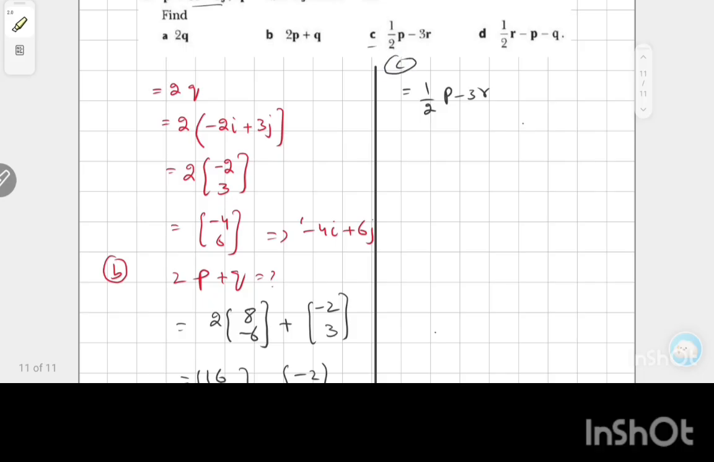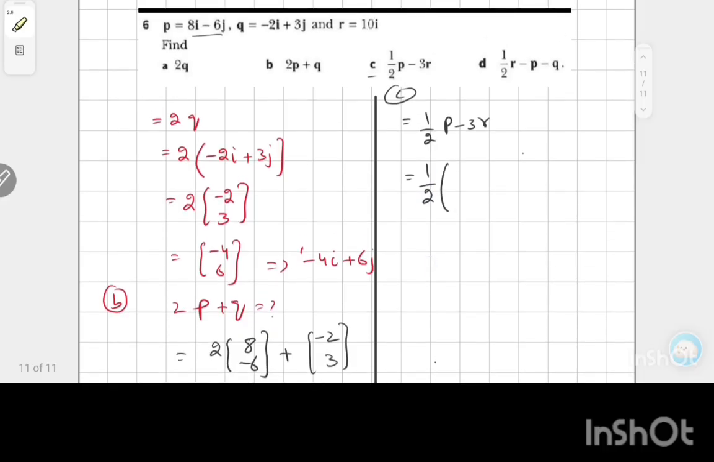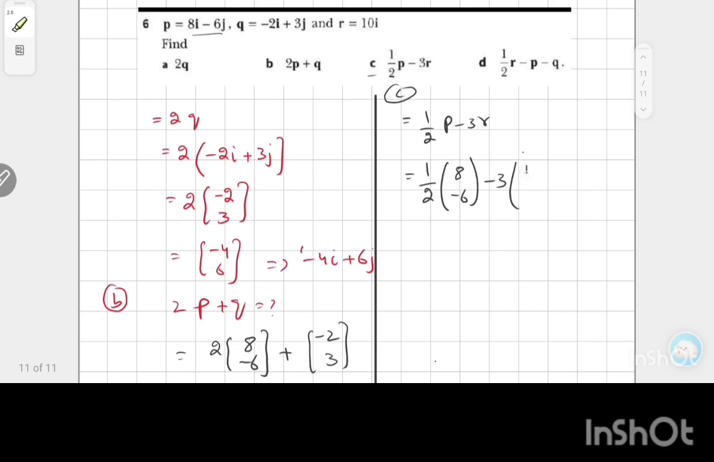Okay, now dear friend, next part is C part. How do we deal with this one? C part: 1 by 2 p minus 3r. What is the value of p? P value is 8, minus 6. We will write it as 8 and minus 6, minus 3. What is the value of r? It will be 10i. I mean x-axis, and there is no j, so the y value is 0.